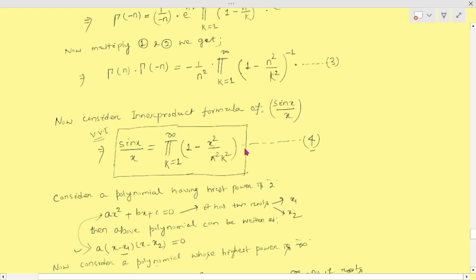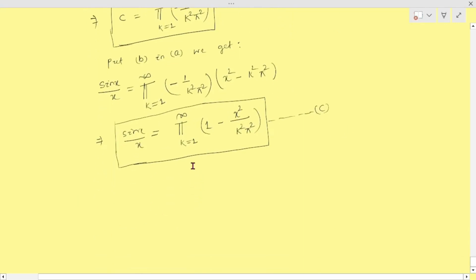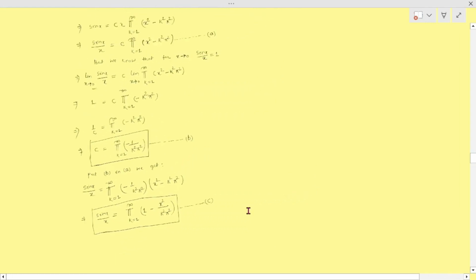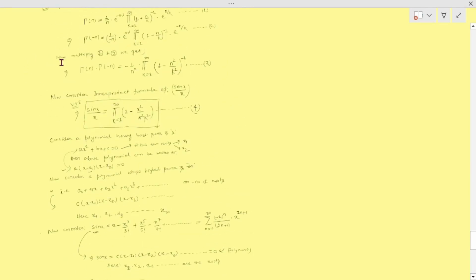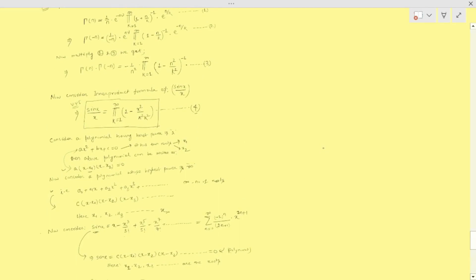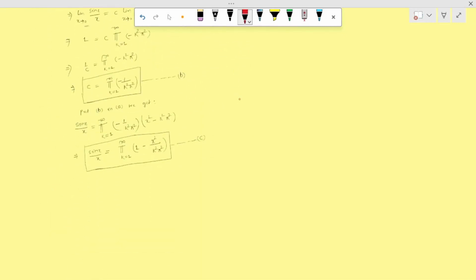Okay. So here I have proved that sin x by x equals the product from k equal to 1 to infinite of 1 minus x square by k square pi square, right? So this much is not required for this proof. If I consider question number 7, this much from here to here is not required. Here from this only, you have to write this much, which is enough.